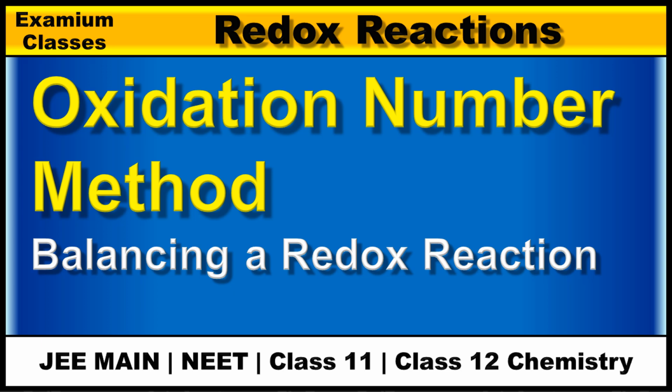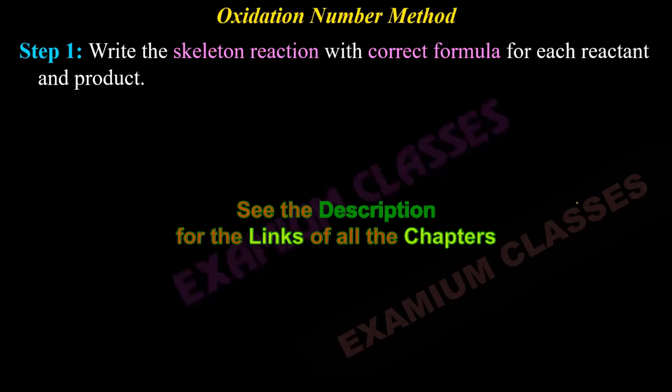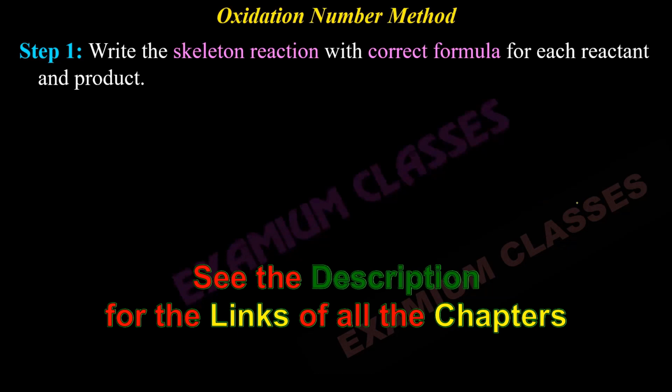In this video, I'm going to tell you the oxidation number method of balancing a redox reaction. This is a very important method, a very easy method. I will be taking help of one example to explain that. So the steps you need to follow, there are a total of 5 steps to be followed for the oxidation number method.